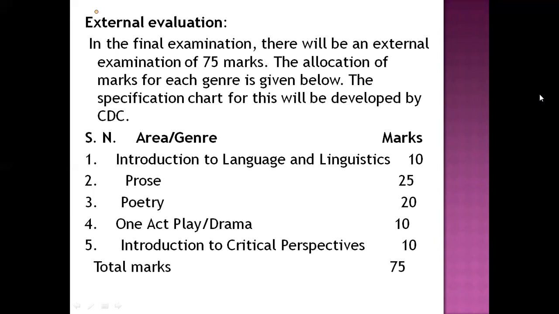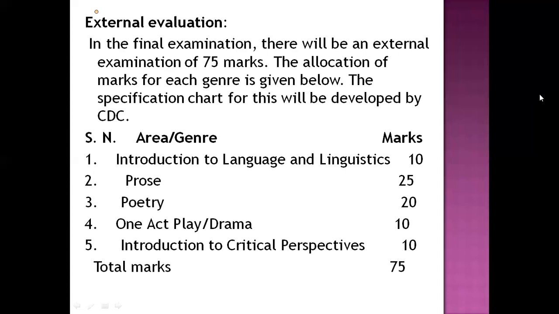The first one, introduction to language and linguistics: from this lesson, 10 marks will be asked in the final examination. Then from the prose, that is fiction and non-fiction, 25 marks. Then from the poetry, 20 marks will be there. One act play, the drama, that is one drama, 10 marks will be there. And the last, introduction to critical perspective, 10 marks will be there. In this way, marks are distributed unit wise. So altogether there are 75 marks.